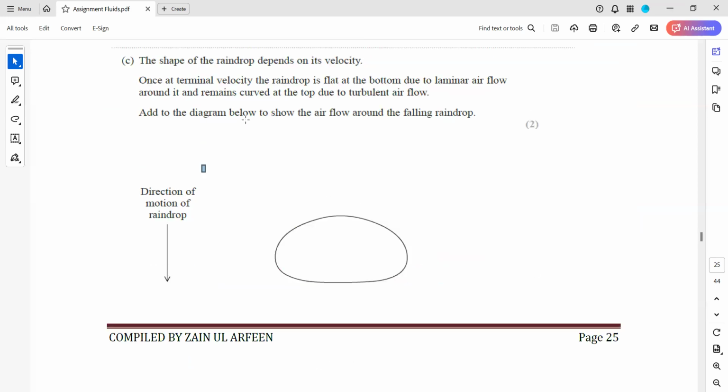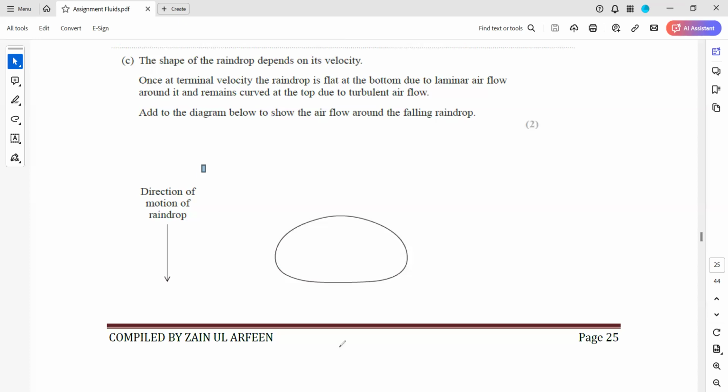The shape of the raindrop depends on the velocity. Once at the terminal velocity, the raindrop is flat at the bottom due to a laminar flow around it and remains curved at the top due to a turbulent flow. Add to a diagram to show the airflow.